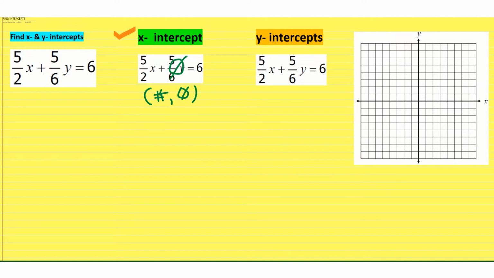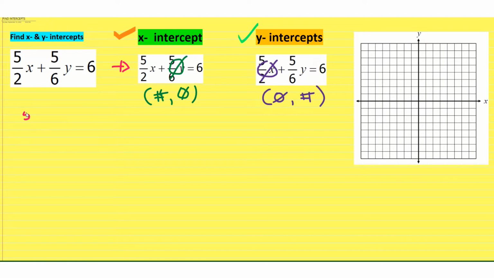And also when we consider the y-intercept, this means that the x value will be 0. That means that there will be a 0 in the x position, and there will be a number in the y position, which will be the y-intercept. So that's how we're actually going to solve that. We're going to literally solve this by assuming that the y value is 0.